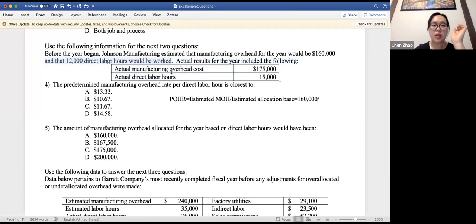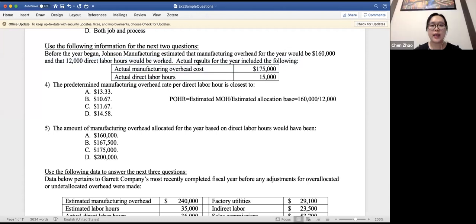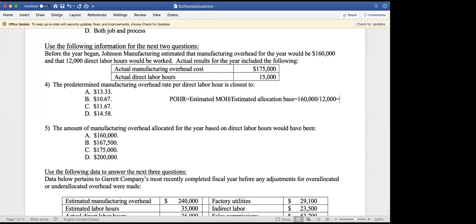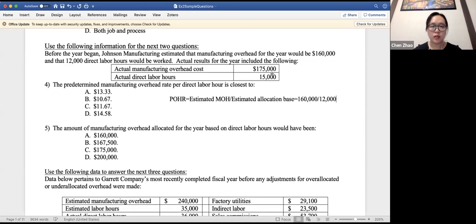Do you think this is estimated or actual? Estimated. Yeah, it is estimated. It's saying that estimated manufacturing overhead will be this amount and this amount. And then after that, you can get the predetermined overhead rate. Anyone can help me very quickly? A. A, okay. So 13 point, okay. I'll just choose A, okay.